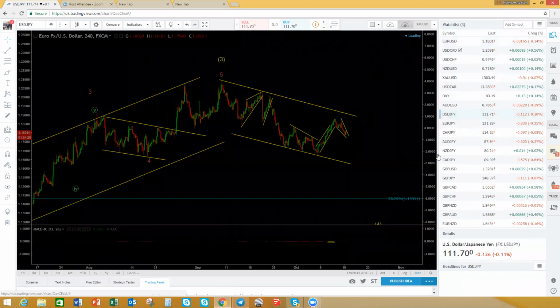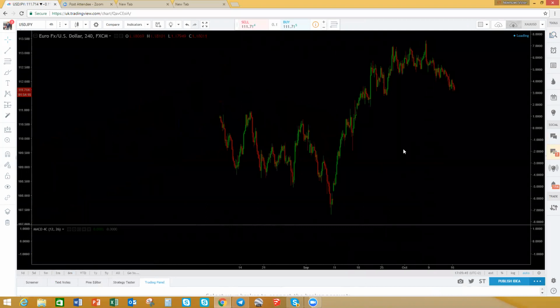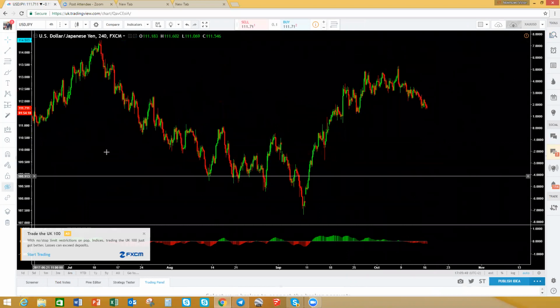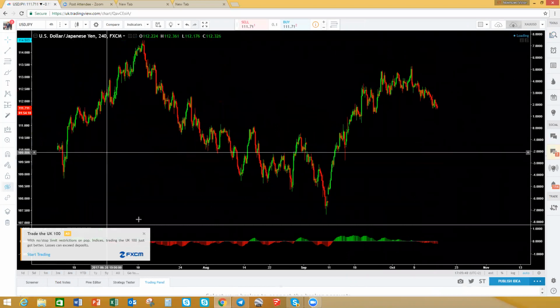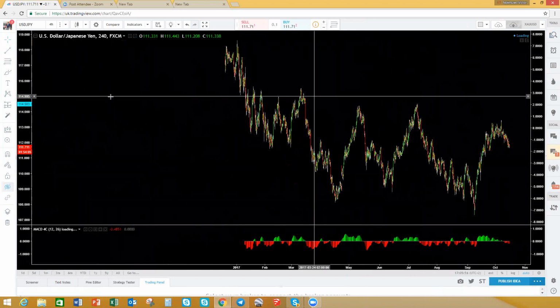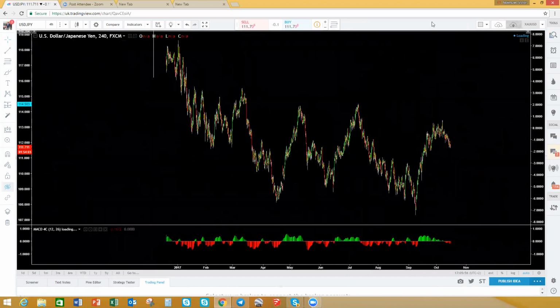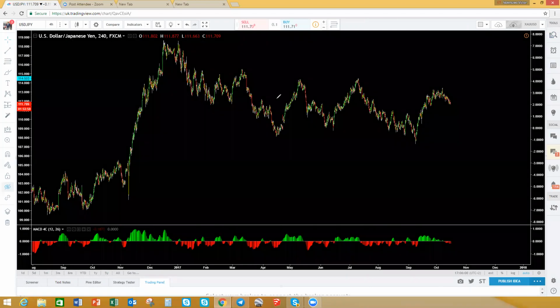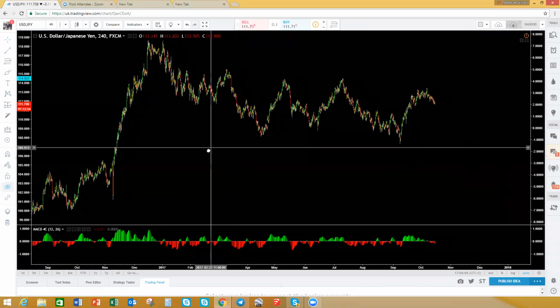Very interesting pair with a very interesting structure. Okay, so I'm going to switch off all the labelings that I have here and just show what, if you've seen some of my previous videos, you'll see what I was looking at here. And what you're going to learn here is how to have an alternative count, not changing your bias, an alternative count.